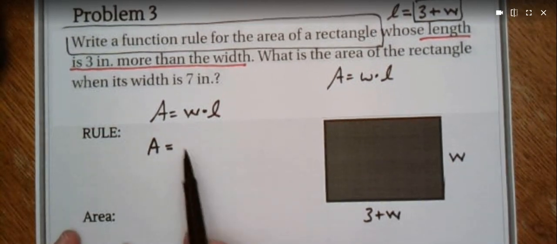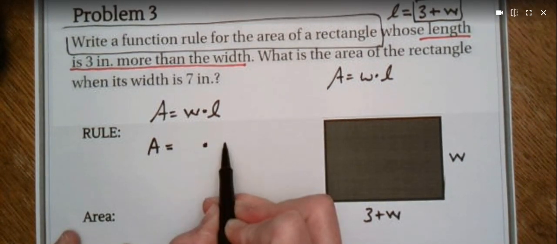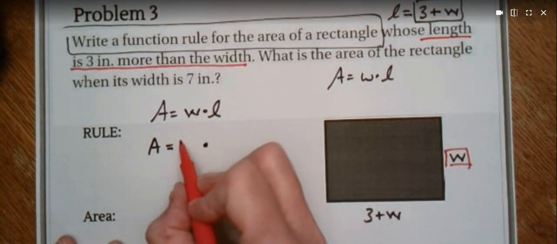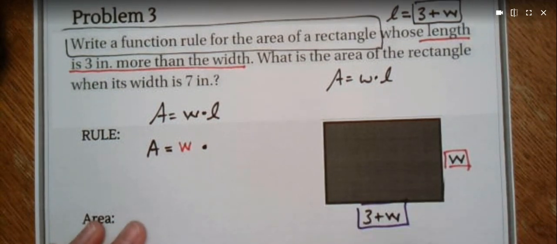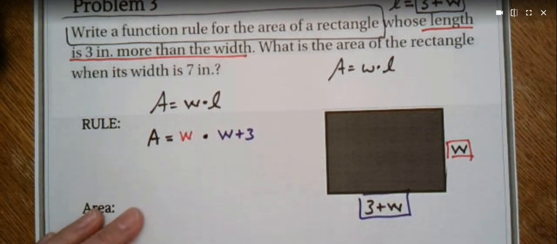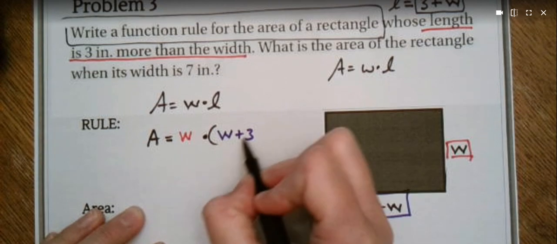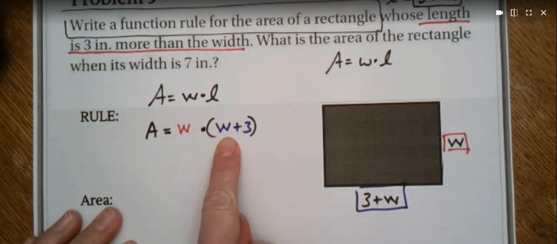Okay, so now if we're going to write this as a function rule, I'm going to put the times sign right here. I want width times length. So let's just say that here's my width, right? So I'm going to put w. And then if this right here is my length expression, I could put w plus 3 right here. But I want to show that I'm taking the width and multiplying it by the entire length, so I'd want parentheses there. So here's my width times my length, okay?